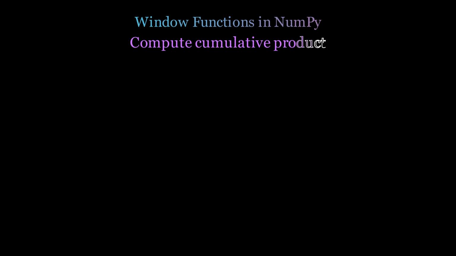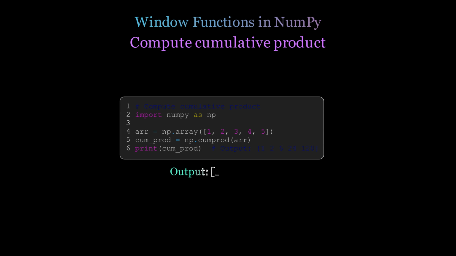Cumulative products show growth factors over time. For 1, 2, 3, 4, 5. Each output element multiplies all previous inputs. This grows factorially, useful for compounding scenarios.